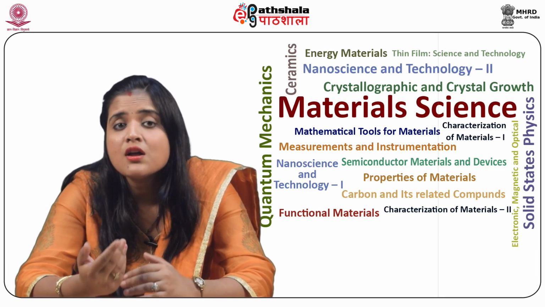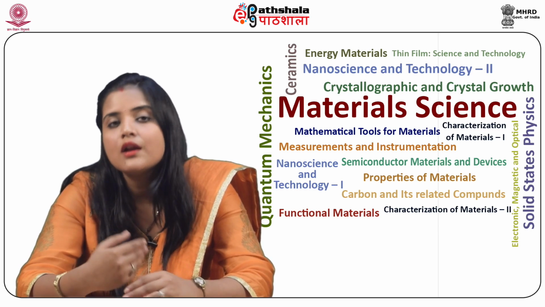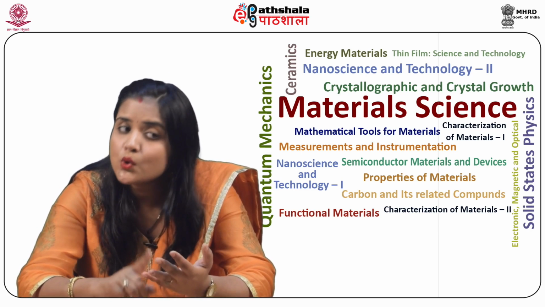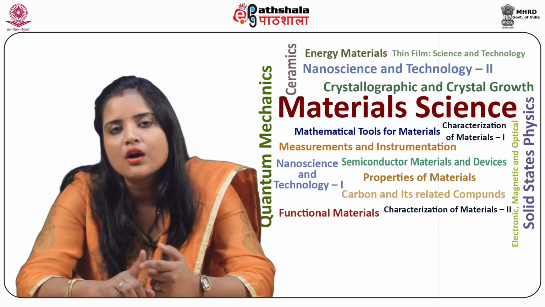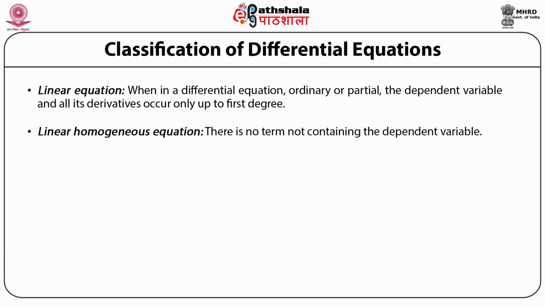It is the power of the highest derivative when the equation is polynomial in all the derivatives involved, including the derivative of order 0. If in a differential equation, ordinary or partial, the dependent variable and all its derivatives occur only to first degree, the equation is said to be a linear differential equation. If there is no term containing the dependent variable alone, it is called a homogeneous differential equation.